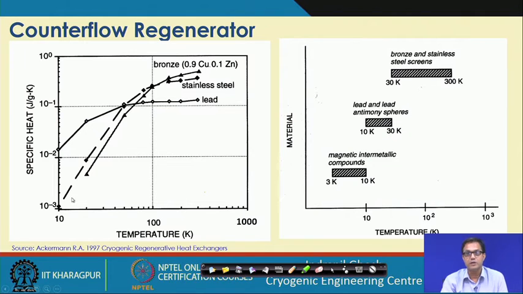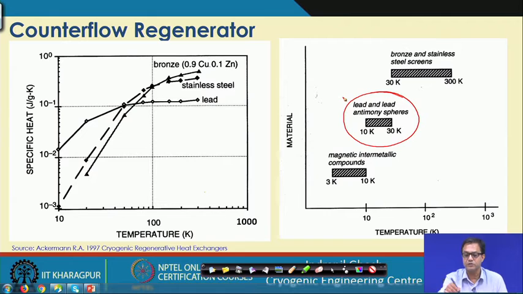So, that means the specific heat of the material is very small, and in that case M_s C_s becomes very small. Whether you put a large mass or not, you are multiplying with a small value of C_s, and we are losing that value. So, we have to be very careful, particularly when designing the regenerator in this range.